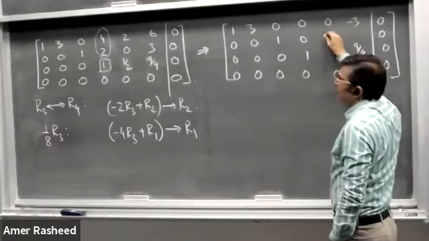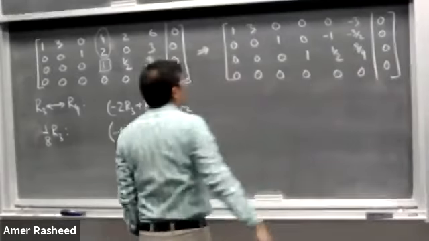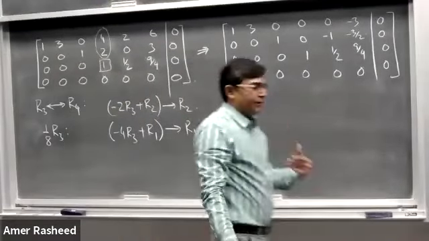So -3. Okay. Then in the second row, last two entries. -1. And then? And it's a -3/2. Okay. You get the echelon form, reduced echelon form of the corresponding augmented matrix.